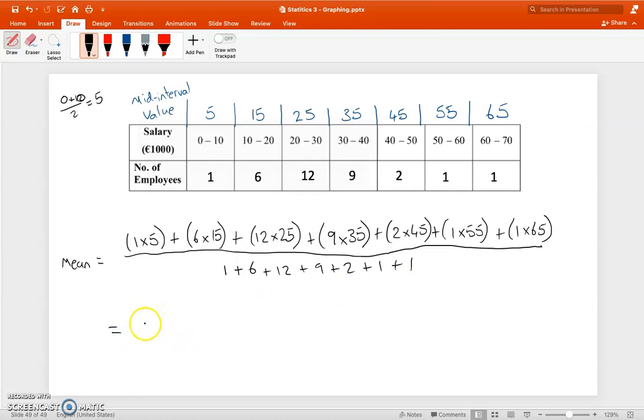Now we just have to figure this out. I'm going to do the top line on a calculator: 5 plus 6 times 15 plus 12 times 25 plus 9 times 35 plus 2 times 45 is 90 plus 1 times 55 is 55 plus 1 times 65. Once I multiplied the top line out, I got 920. And when you add all of these, you get 32. Then 920 divided by 32 gives me 28.75. Always leave it as a decimal unless the question states that they want it to one decimal place or as a whole number.